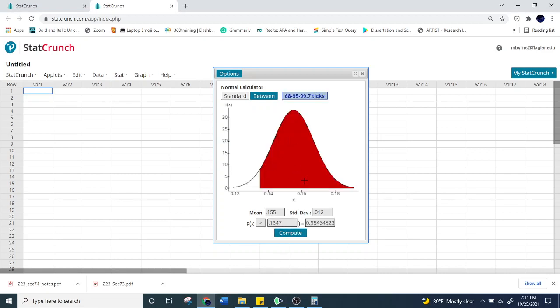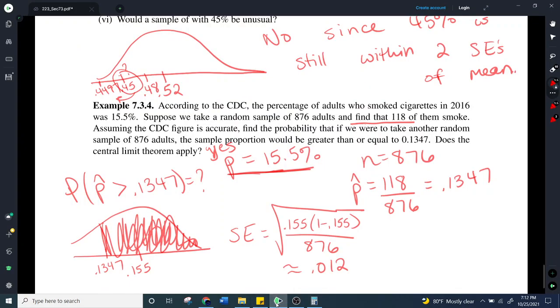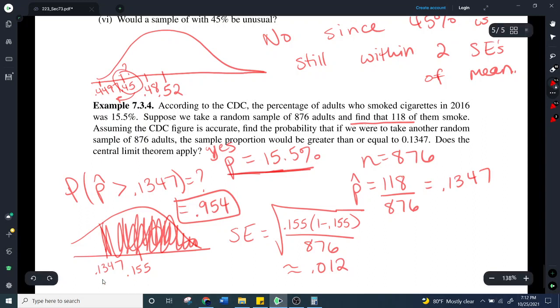And notice that matches what I shaded just a second ago, which is a good thing. And so I'm getting a probability of that occurring about 95%, 0.9546, something like that. So the probability that we are above that 13% mark is about 0.954. So it's a pretty high likelihood that if we select a random sample of 876 adults, more than 13% of them are going to smoke.